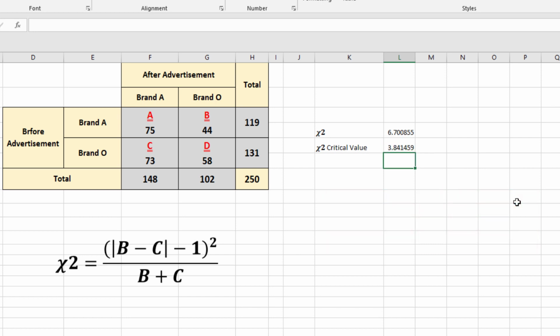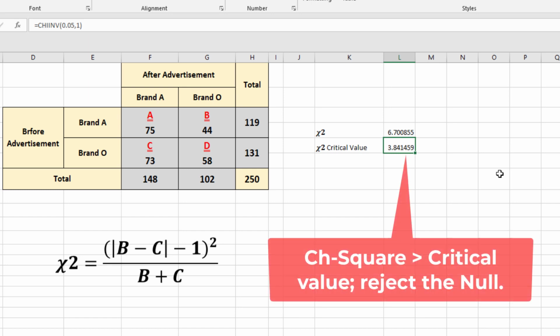Now we get the chi-square critical value, that is 3.841. Now we have the chi-square value and the chi-square critical value at the 0.05 level of significance. Here the chi-square value is greater than the chi-square critical value. Then we will reject the null hypothesis because the chi-square value is in the rejection region.